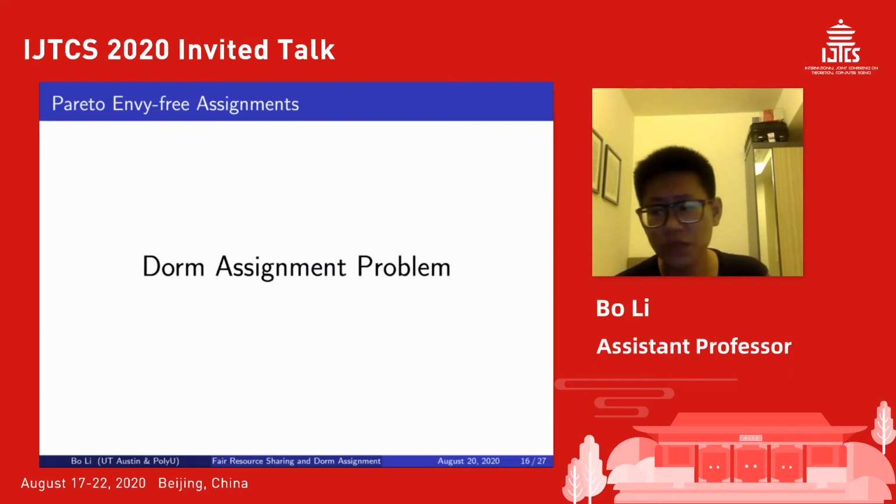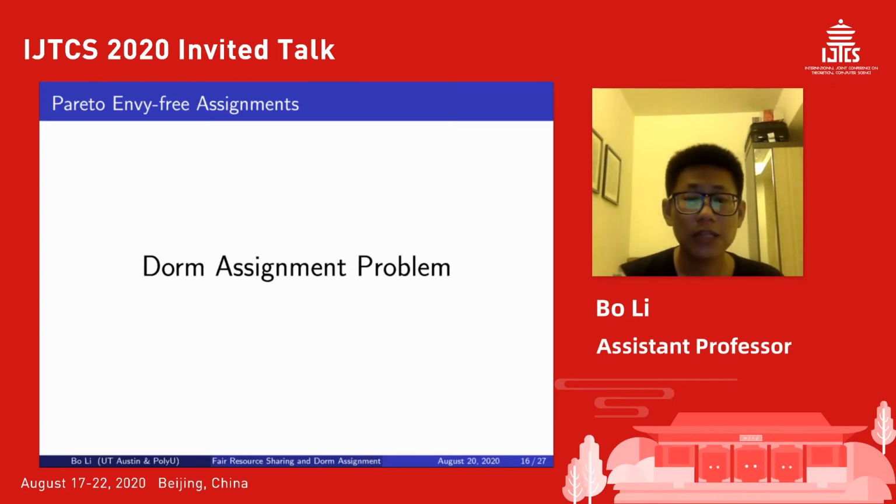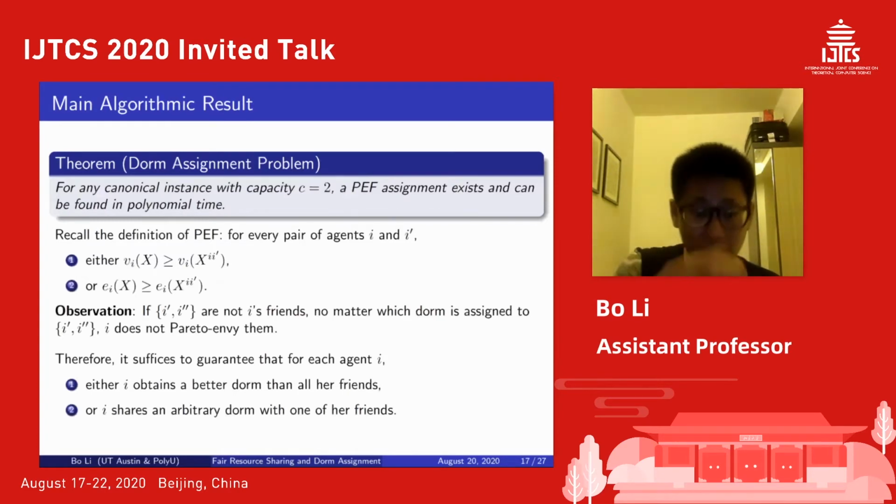So what we want to know is, under what conditions a Pareto NV-free assignment is guaranteed to exist. And here we show that for the dorm assignment problem, there is always a Pareto NV-free assignment. Formally, we prove that for any canonical instance with capacity 2, so this is actually the dorm assignment problem, a Pareto NV-free assignment is guaranteed to exist and can be found in polynomial time.